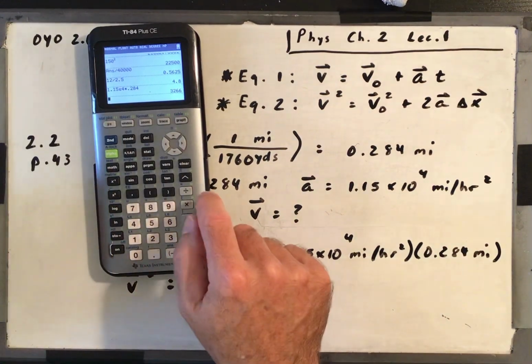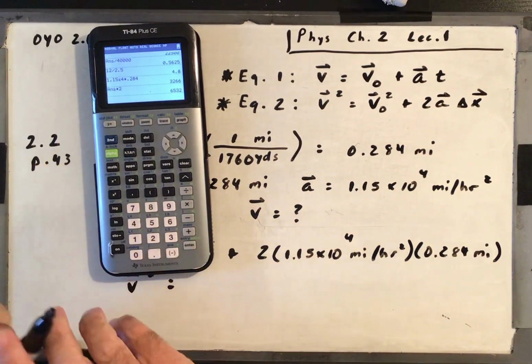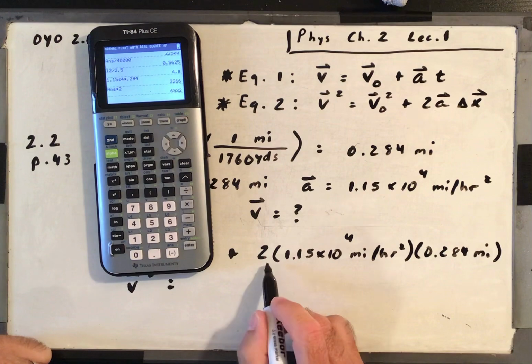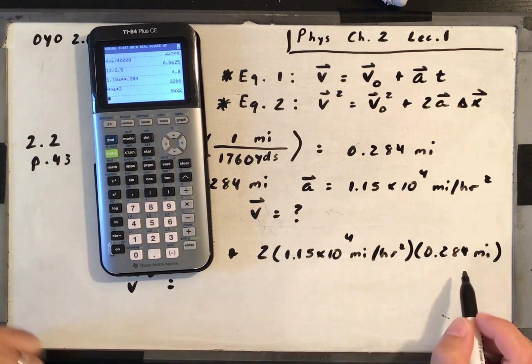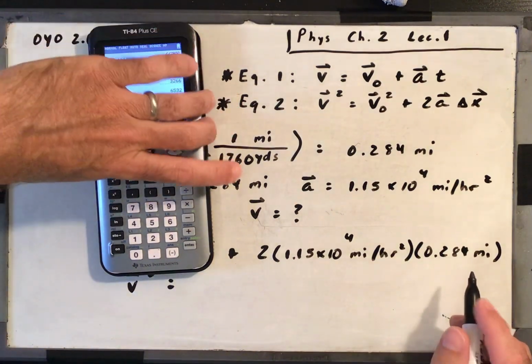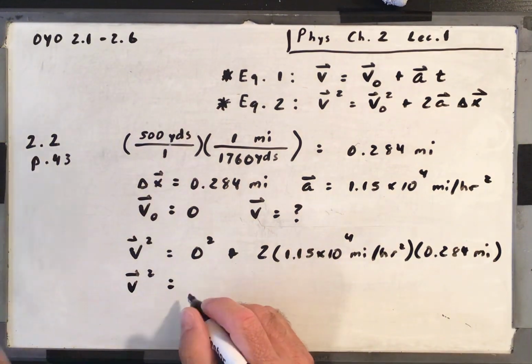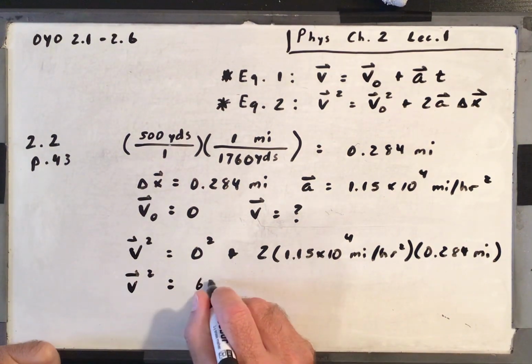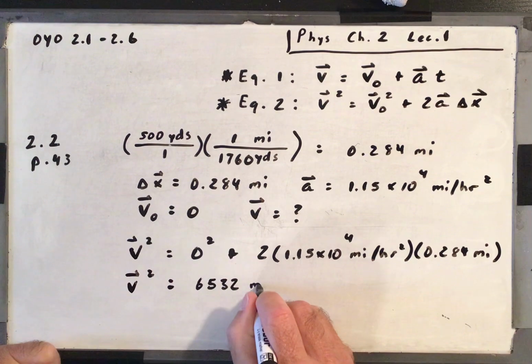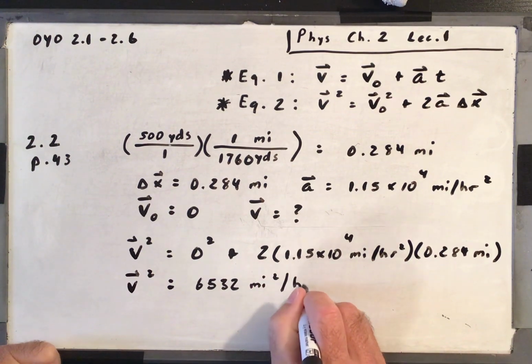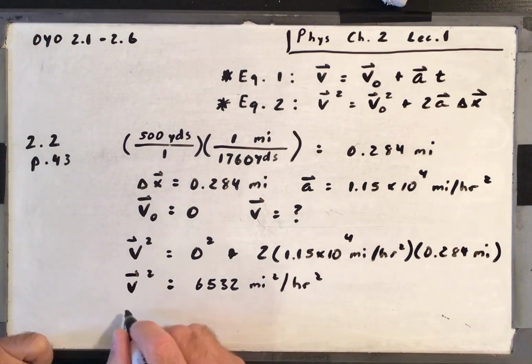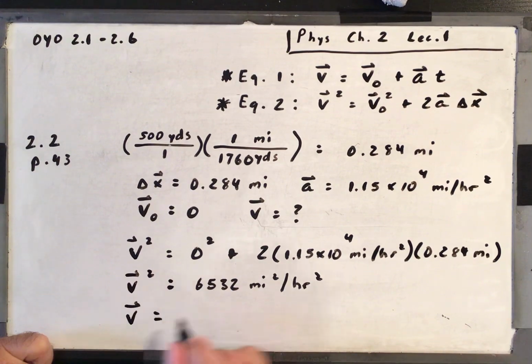I forgot the times 2, sorry. I covered the times 2 with my calculator, but it's 2 times 1.15 times 10 to the 4 times 0.284. That's 6,532 miles squared per hour squared. And then we'll take the square root of that.